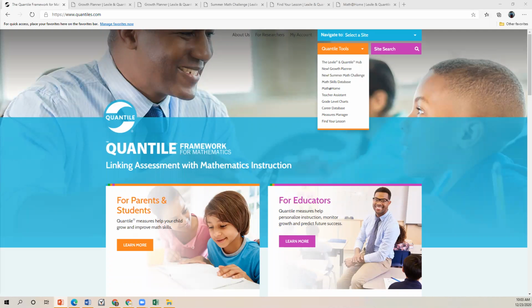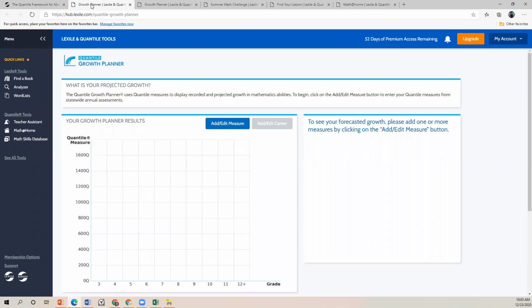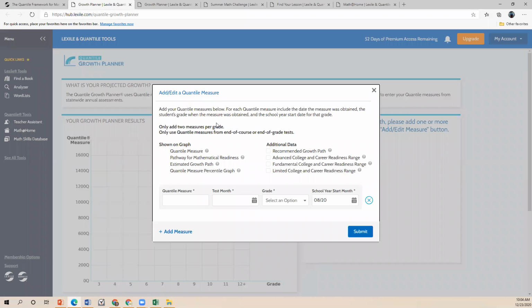Here you see quantiles.com. The first tool I would like to share with you is the Growth Planner. The Growth Planner will help to establish a projection of your student's test-taking skill for this type of assessment for math through each grade level to high school graduation. Here is where we will add James's quantile measure. The Growth Planner is available for students in 3rd through 12th grade.